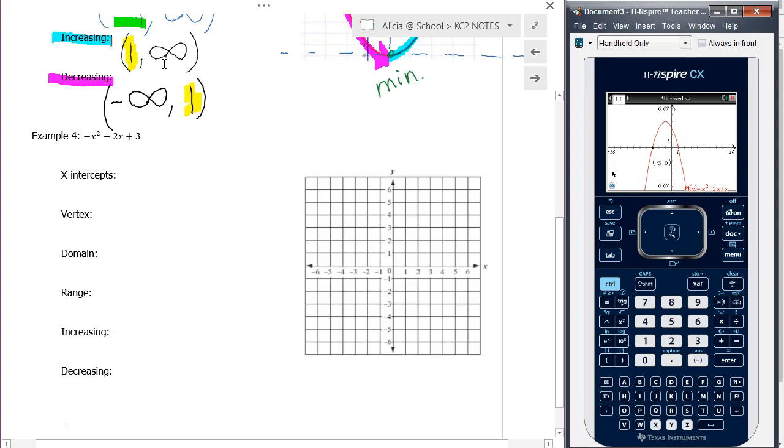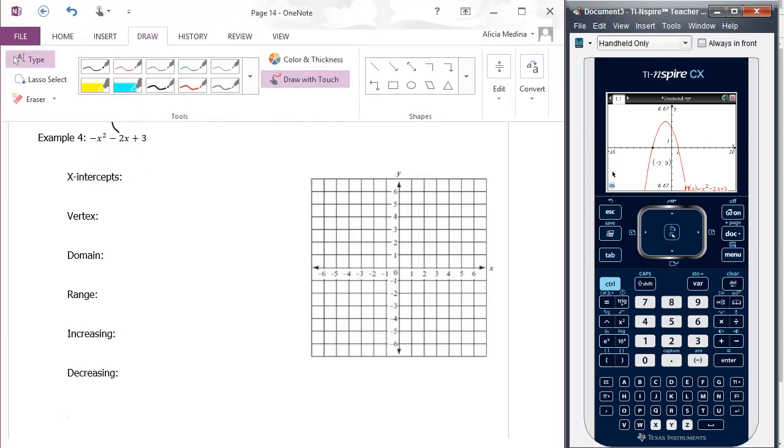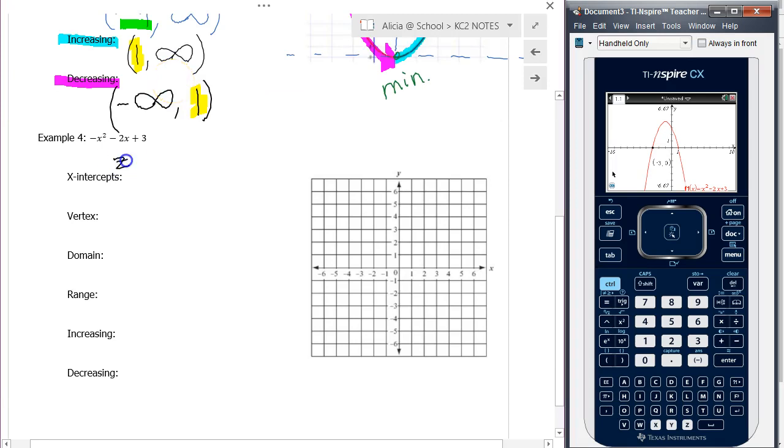remember that another way to say x-intercepts is just to say zeros. Right, zeros are also how we say x-intercepts. So there is one at negative 3 and at a positive 1. So I'm going to graph those out. Negative 3 and a positive 1. And I just put a little dot there only because for some reason when I make a circle, it disappears.